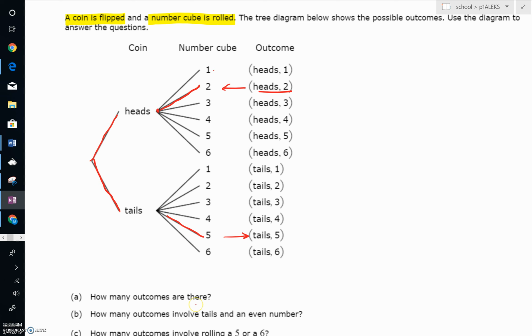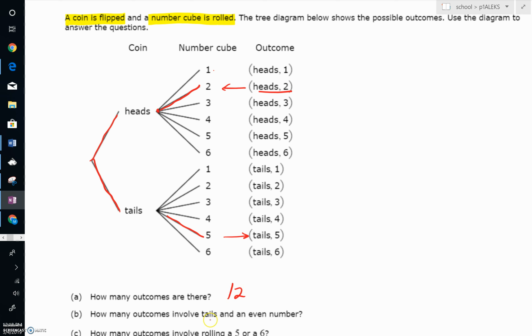So it says, how many outcomes are there? Well, you can see that there are 6 outcomes with heads, and that there are 6 outcomes with tails. And 6 plus 6, of course, is going to be 12.